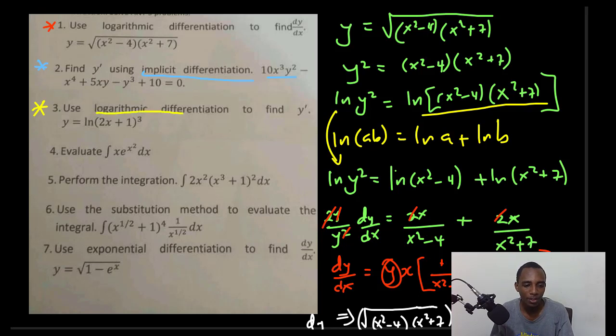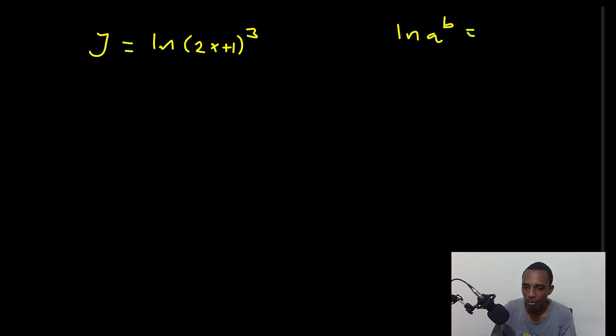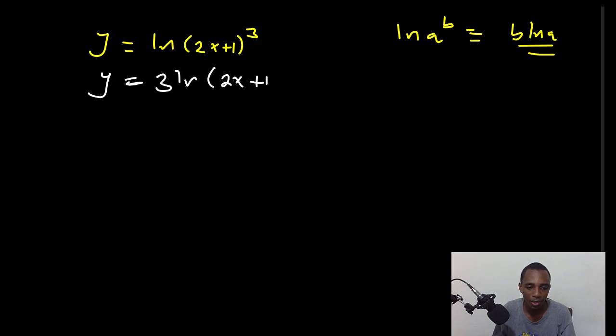Use logarithmic differentiation to find the first derivative for this function. Alright, y equals the log of 2x plus 1 cubed. Now, you may know that if I have the log of a to the power b, this is the same as b times the log of a. So this problem is equally the same as writing it as y equals 3 times the log of 2x plus 1.